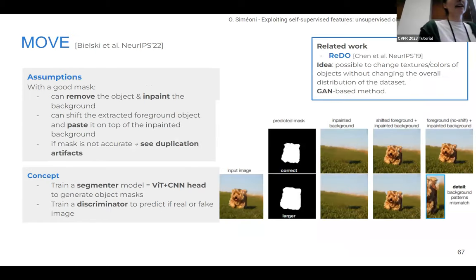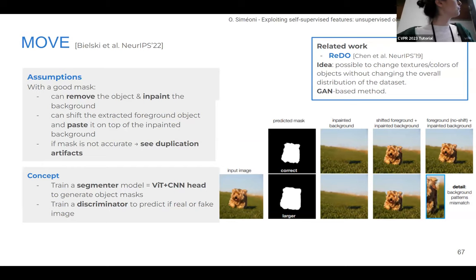Another work I would like to highlight is Move, which was presented at NeurIPS last year. They are doing something a bit different. They are thinking about the concept that if you have a good mask, you can remove what is in the mask and inpaint what was before the mask with some background pixels. Then if you paste your mask somewhere else in the image, a discriminator shouldn't be able to see that it's a fake image. So they train a discriminator this way to say whether it is fake or not, and by doing so, they achieve pretty good results.